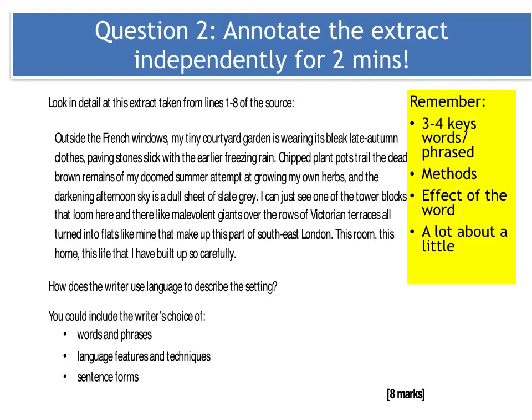Okay, remember your key 3 words or phrases. So remember, when you're annotating, you're looking for 3 or 4 key things to focus on in particular. Methods such as alliteration, metaphor, simile, repetition, juxtaposition, the effect of the word on the reader, and then a lot about a little. Maybe you're zooming in, you're exploding the quote, and you're thinking about the connotations of certain individual words to analyse.